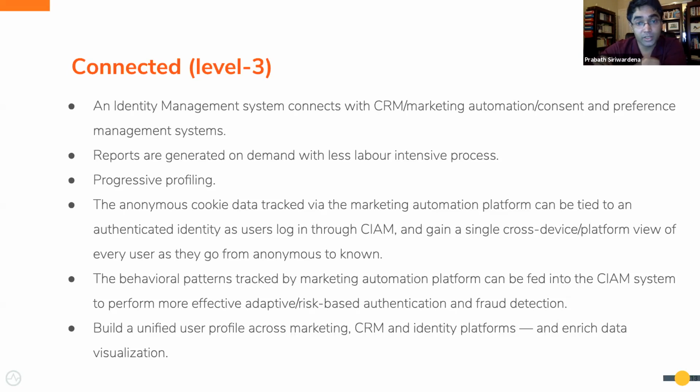Another advantage you see in integrating IAM with other business platforms is that you can track the customers across multiple platforms or multiple devices. Most of the marketing platforms track users by cookies. So when you use cookies, you can't track a user across multiple devices. But having your marketing platform integrated with the IAM system helps you identify user interactions across devices.